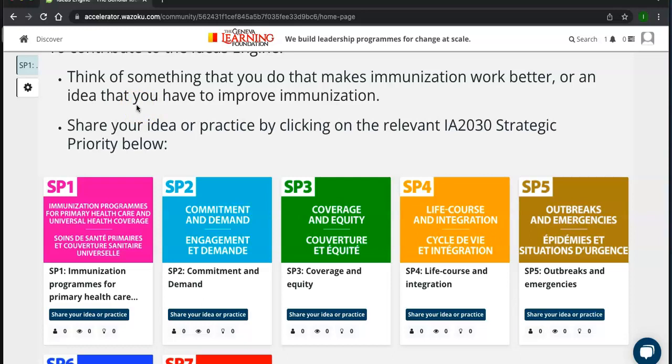This is that you think of one thing that you do that makes immunisation work better. And we're calling that a practice. So this is something that you do or you have seen other people do firsthand. Or we're asking you to share an idea. An idea is something that you think could make immunisation better, but you haven't seen it put into practice yet.